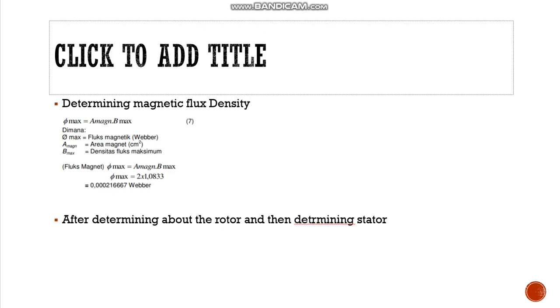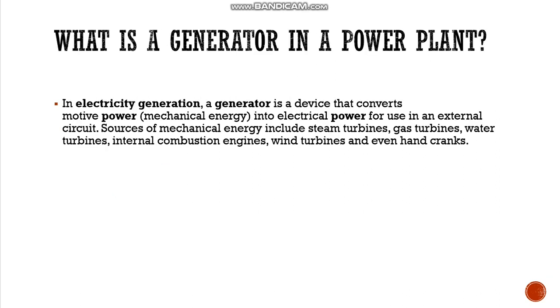So next, the generator in a power plant. What is a generator in a power plant? In electricity generation, a generator is a device that converts motive power, mechanical energy, into electrical power for use in an external circuit. Sources of mechanical energy include steam turbines, gas turbines, water turbines, etc.